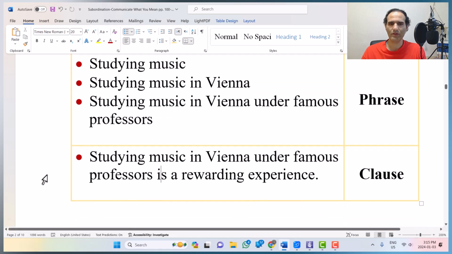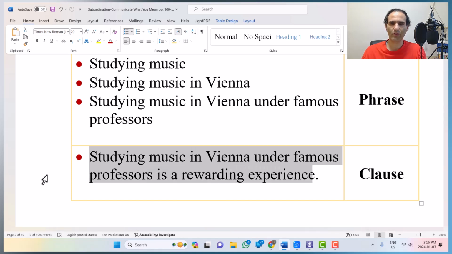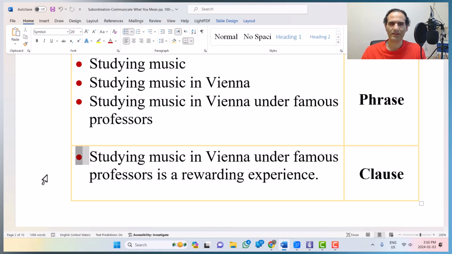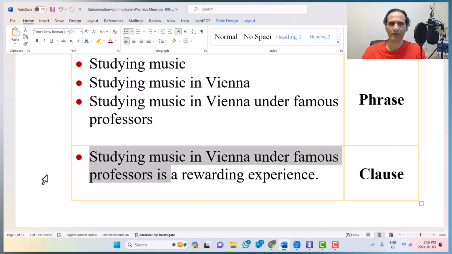And in this one, studying music in Vienna under famous professors is a rewarding experience. So what is the subject here? This part is the subject. What is the verb? So this is a clause, an independent clause.